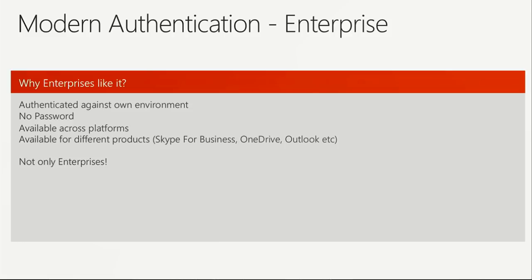So if you're looking at the enterprise here, why do enterprises like it? It's basically because it's still authentication against your own environment. And it's no password over the internet, which is good. And again, we saw that people are a little bit lazy. And it's available across the platforms, and it's also available on different products. But you have to remember, if you're thinking about small and medium companies, that don't have the IT departments that maybe you belong to, it's equally important, if not even more important for them, to use modern authentication, to be able to protect their own identities and the data they have. So it's across the board, so Microsoft 365 and Microsoft 365 for Business.